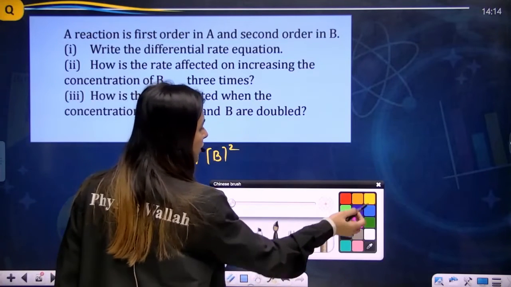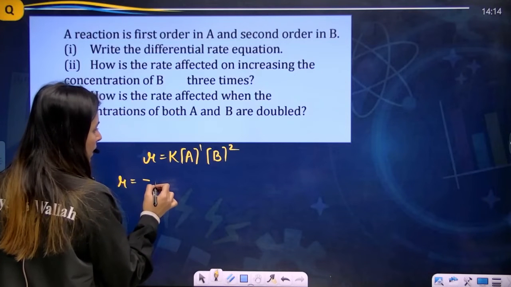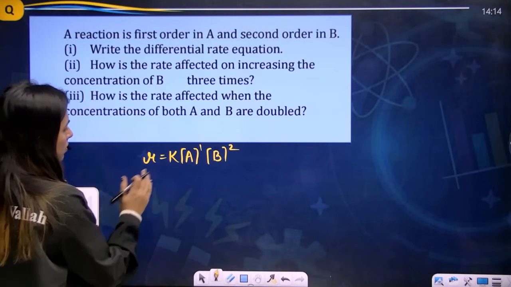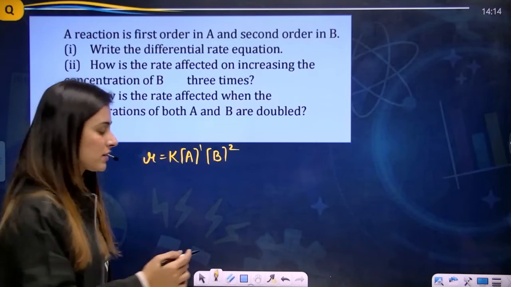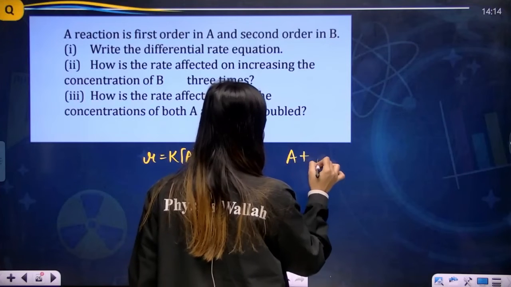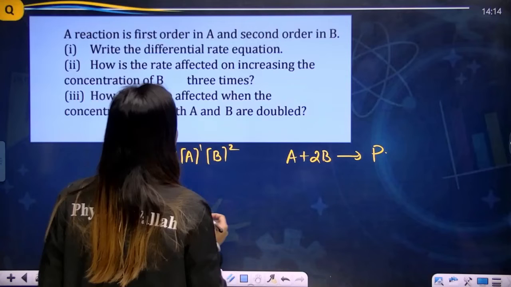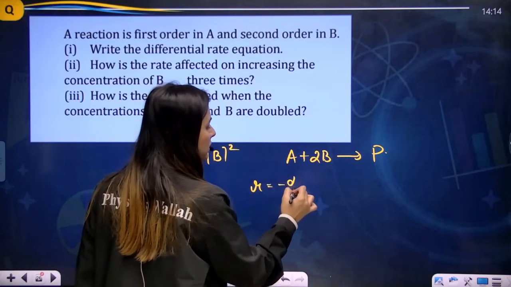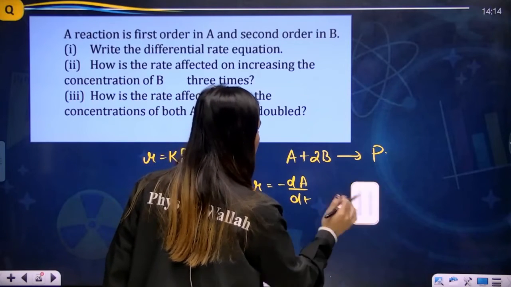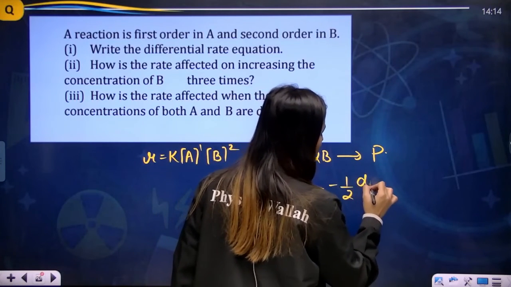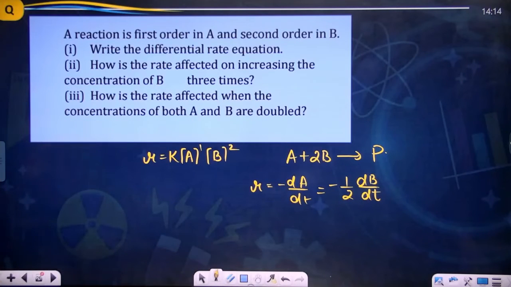So you have written the differential rate equation. First we have to write the reaction for this. So the reaction would be A plus 2B gives you some products. So you have to find the differential rate equation. R would be equal to minus dA by dt, minus 1 by 2 dB by dt. Perfect. First, you have to write the differential rate equation.